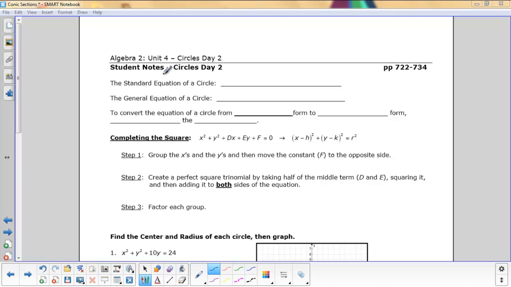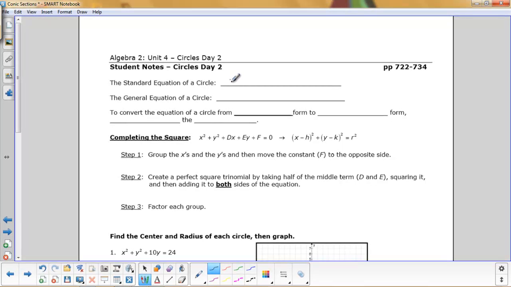Alright, student notes, circles day 2. With all of these conic sections notes, day 2 is going to be primarily completing squares. So make sure that you're familiar with the process of completing the square that we introduced last semester during the quadratics unit.